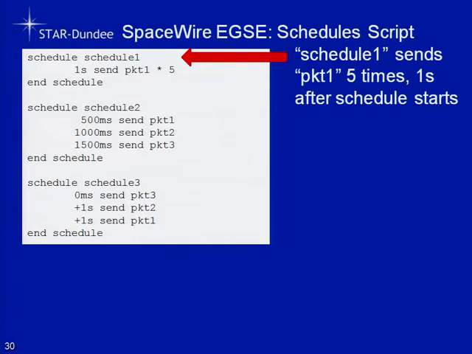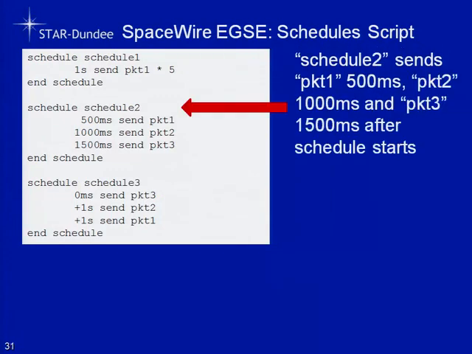And finally, schedule 3, we send packet number 3 immediately, and then 1 second later, we send packet 2, and then 1 second later, we send packet number 1. Okay, so we can define in various ways when we're actually going to send the packets in the schedule.